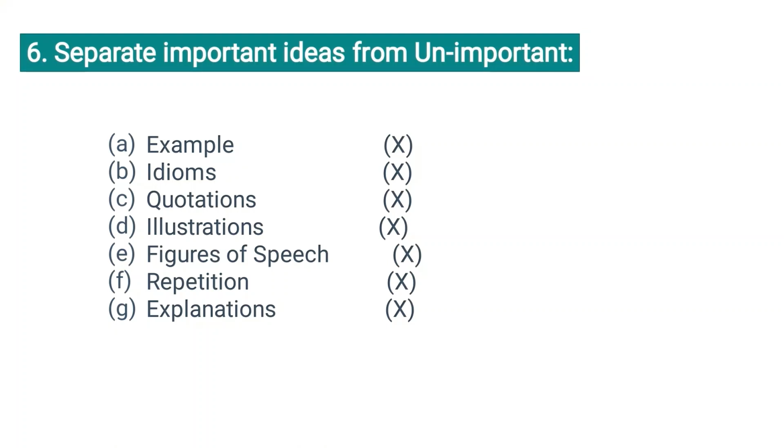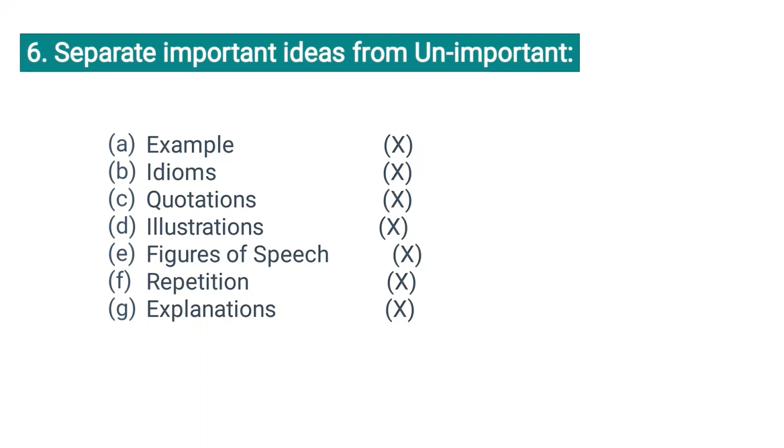Number 6 is to separate important ideas from unimportant. This is extremely important. But the question is, how can we decide that this idea is important and this is unimportant? For example, if there is an idea, it can be important for me, but another reader may realize that this is not important. So what is the criteria? On what criteria can we judge that this is important and this is not important?